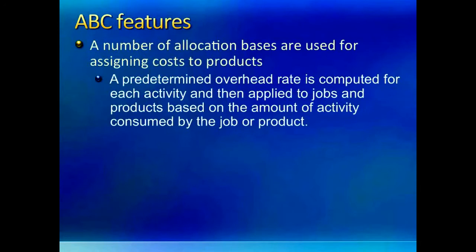ABC is a technique that extends our overhead allocation from a single rate to a multiple rate system. The technique to calculate the rates, the method to apply overhead to different products remains exactly the same as in job costing, with the only difference that we will be using multiple overhead rates instead of only one.